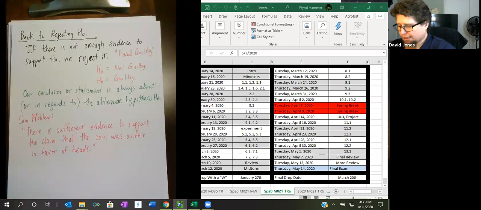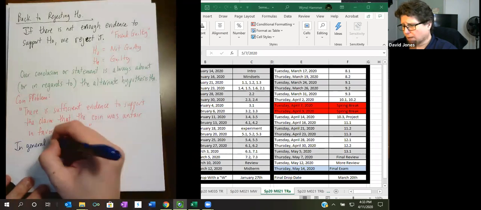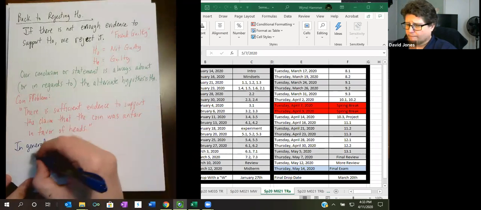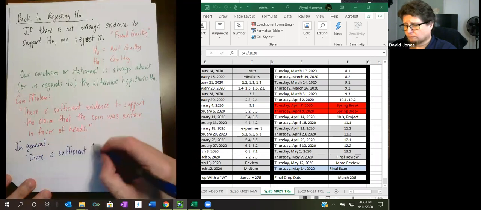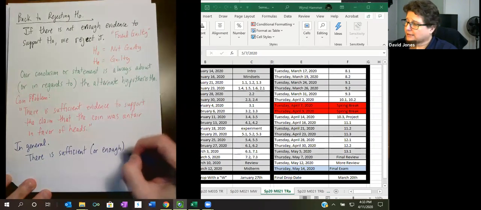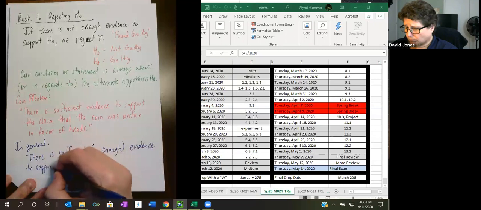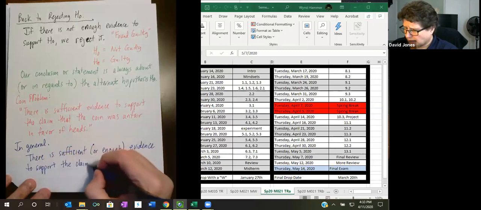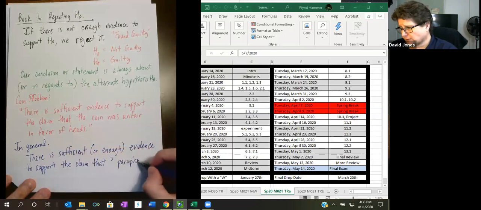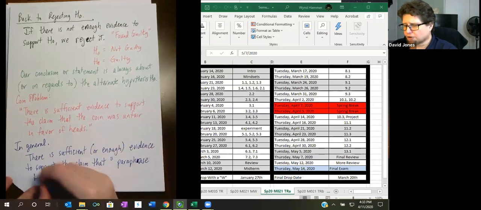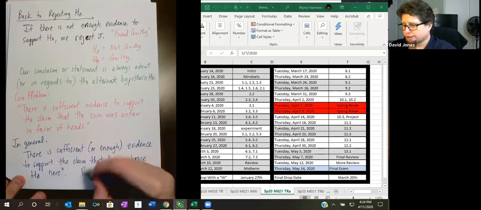In general, for any given problem, there is sufficient evidence, or enough, to support the claim that, and then paraphrase the alternate hypothesis here. Put it in words.